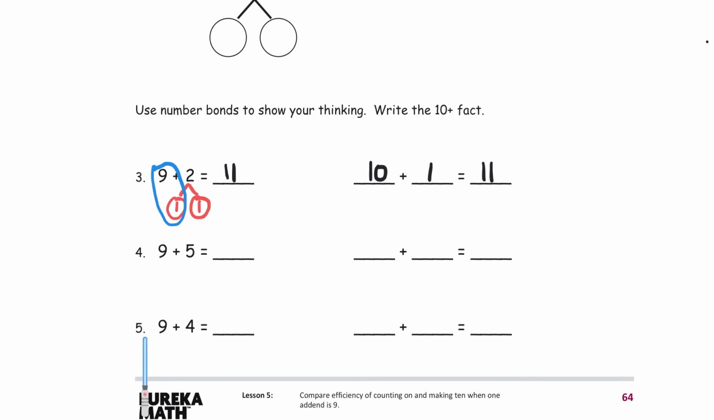On numbers 4 and 5, you're going to do the same thing that we did right here. You're going to make your mini number bond, take 1 out of it. 1 plus 9 equals 10. And then the number that you have left over on your number bond, you're going to add in right here. Go ahead and pause the video and do numbers 4 and 5. And then come right back and we'll take a look at the next page of our problem set.